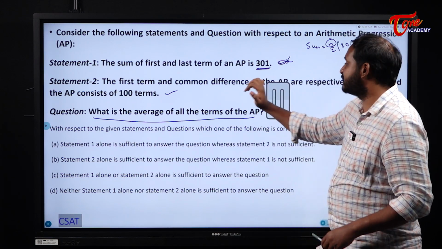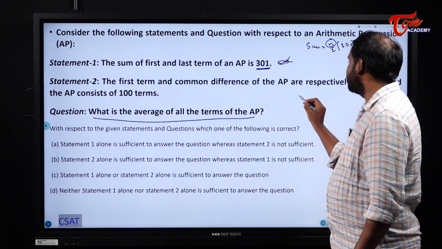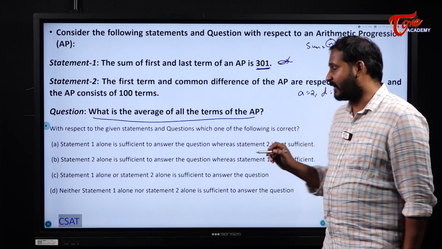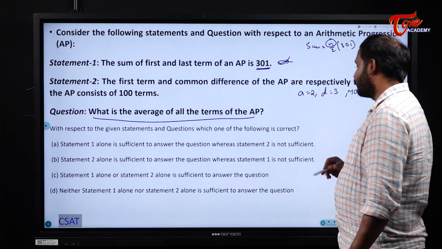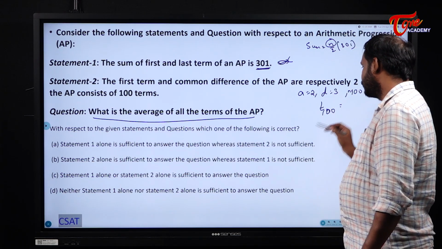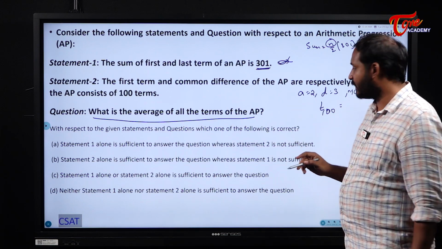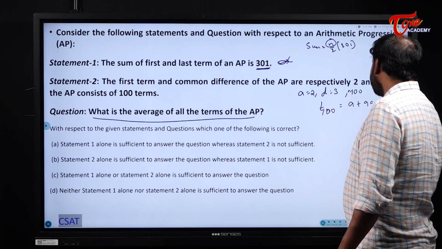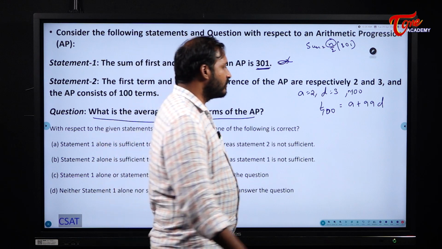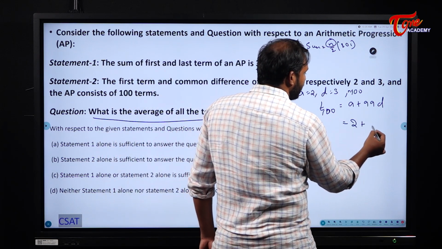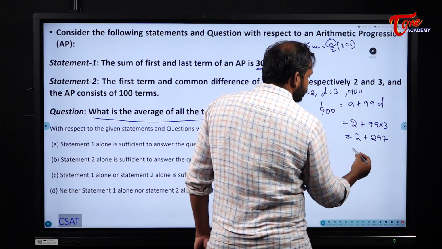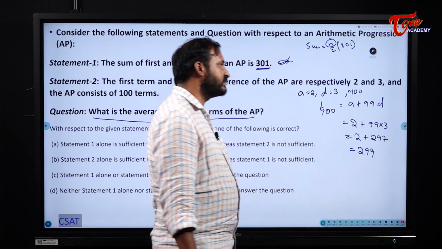Now, I will see only statement 2. What is statement 2? A is 2, common difference D is 3, and the AP consists of 100 terms, so n is equal to 100. Now, tell me what is Tn? That is T100, the last term. The last term will become A plus 99D. Why? Because 100 minus 1 becomes 99. So A is 2, plus 99 into 3, which is 297. So the last term will become 299. First term is 2.